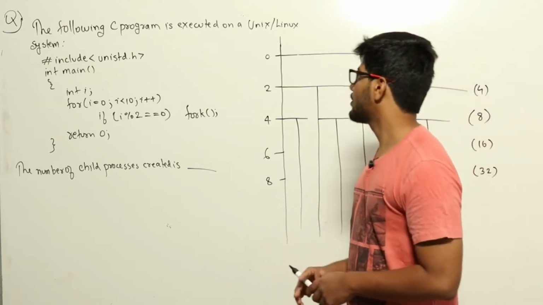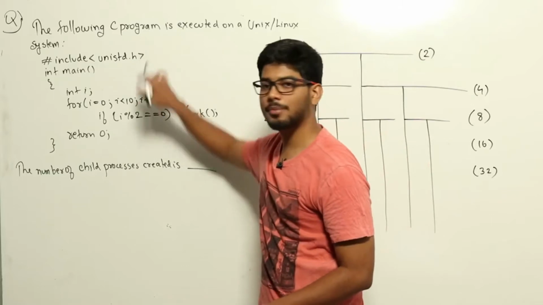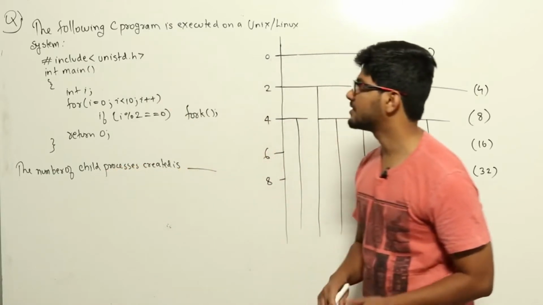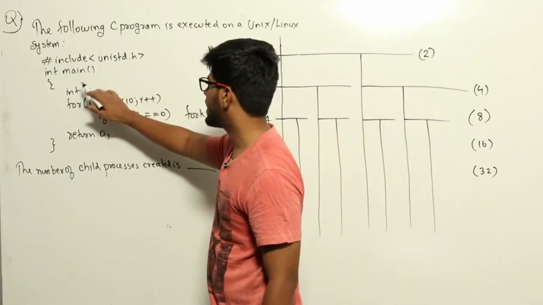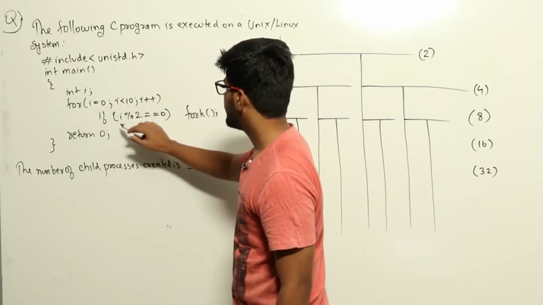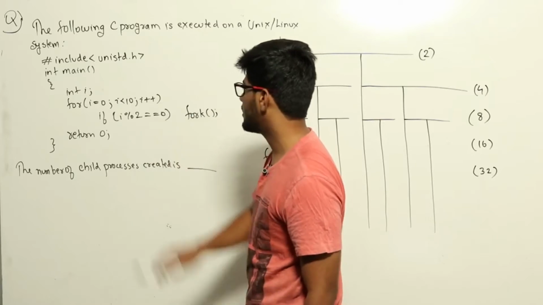This is a C programming question they have given here. So here we have been given this particular code snippet, and they are asking the number of child processes created is dash. So let's take a look at the program. What it is doing is, we have an integer i. For i equal to 0, i less than 10, i plus plus. If i percentage 2 equal to 0, call fork and return 0.